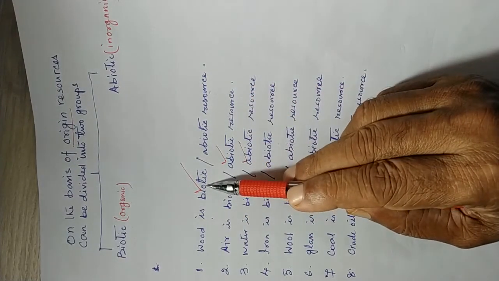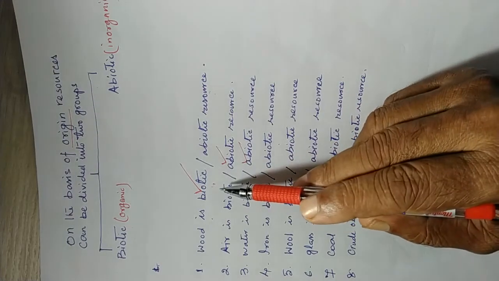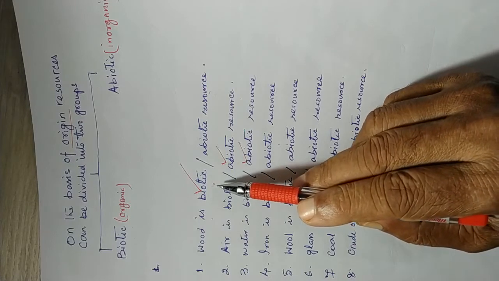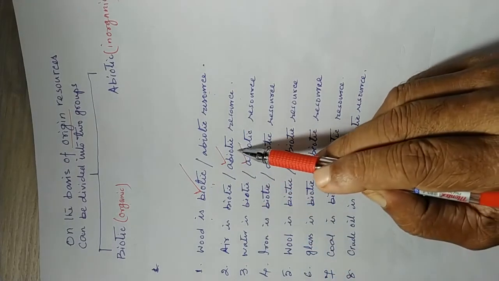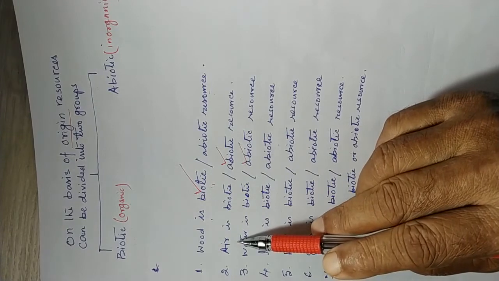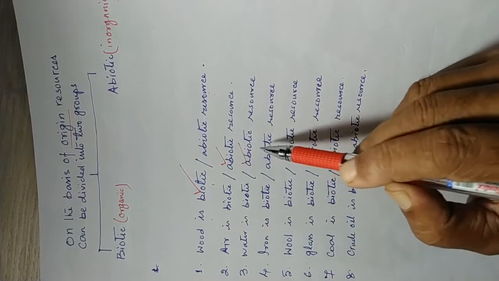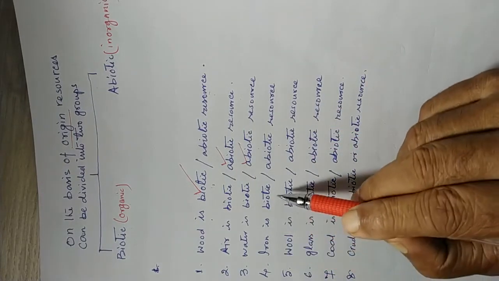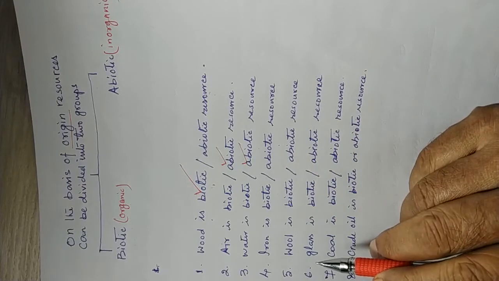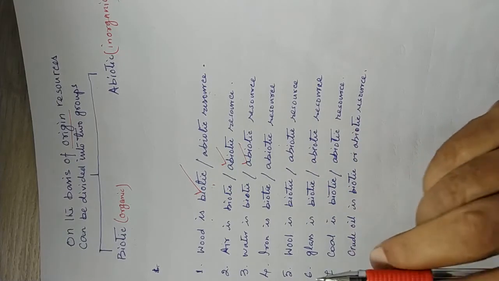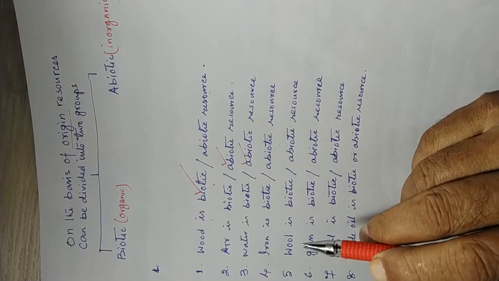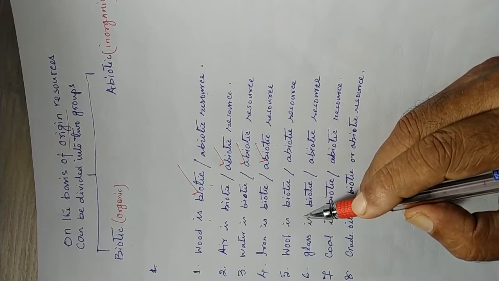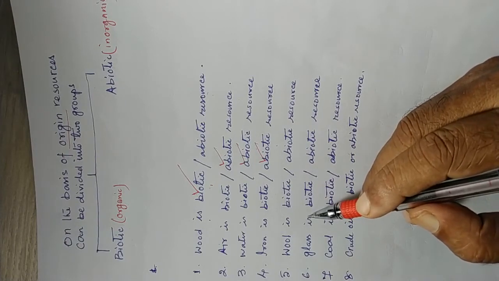So wood is biotic, and it is biotic because it is derived from a tree, which is a living thing. Air is an abiotic resource because air is non-living. Water is again abiotic because it is also non-living. Now tell me, is iron a biotic or abiotic resource? Iron is also abiotic. Why? Because it is obtained from minerals and that is non-living.